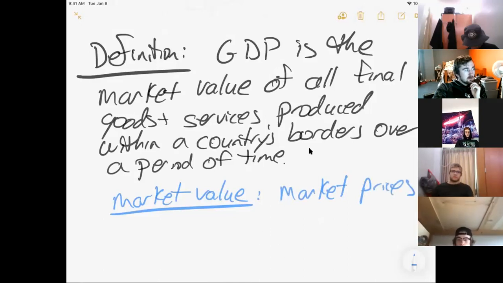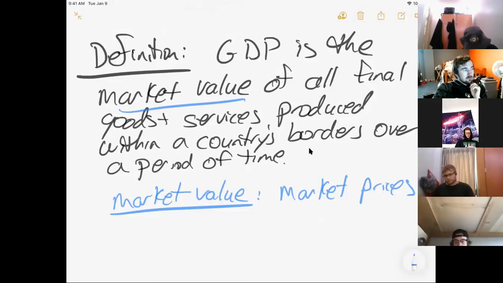So GDP not just measures the quantity of things, but it also has to incorporate the prices of these things based on what they're selling at in the market. So for instance, orange juice is included in GDP. You have to figure out both the quantity of orange juice that's produced, but also the price of orange juice, right? That gives you the market value. So market value means we have to think about prices.